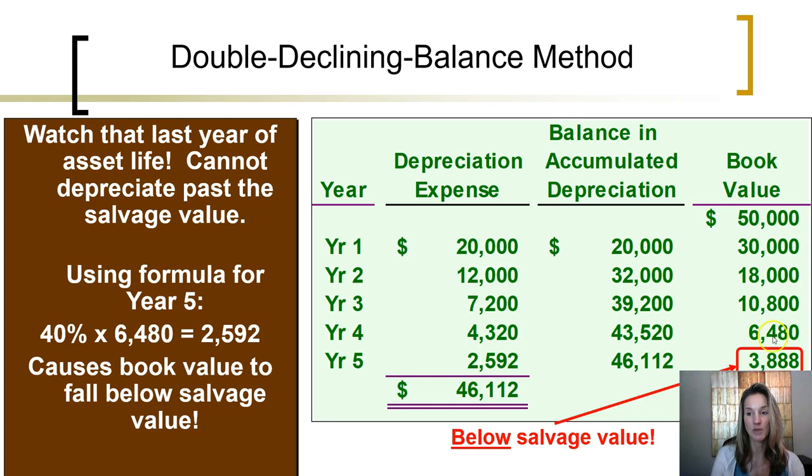We ended year 4 with a book value of $6,480 and started year 5 with a book value of $6,480, $2,592. If we were to record that much depreciation expense in year 5, we would cause the book value to fall below the $5,000 salvage value.